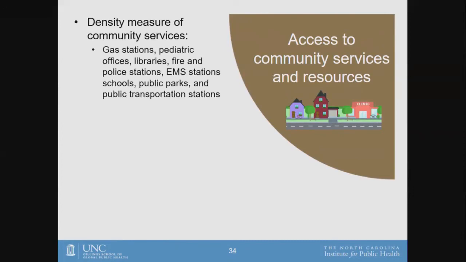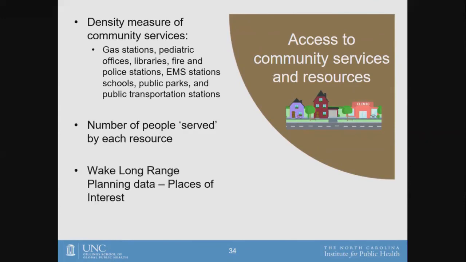The next indicator that we included was access to important community services and resources. So this we calculated as a density measure of the following community services on the screen. So we looked at, where are the pediatric offices, libraries, fire and police stations, public parks. And this came directly from Wake Long Range Planning. They have a layer called Places of Interest. And we calculated a measure that is the number of people served by each resource. So if there were 100 of these important community services in a census tract and 1,000 people, then we can say that roughly each service serves 10 people, as an example.